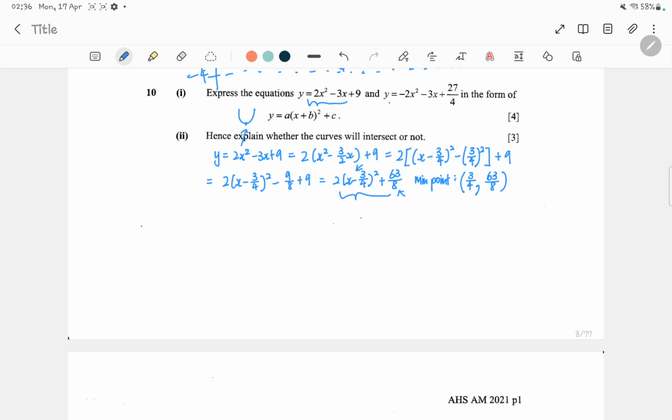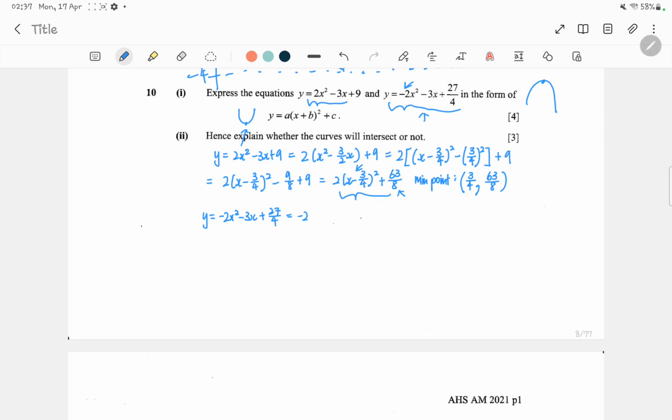Next, we are going to do the same thing. We are going to complete the square for this equation, and because here the coefficient of x squared is negative, this will be a frowny curve. For a frowny curve, we are looking at the maximum point. Let's complete the square for y equals minus 2x squared minus 3x plus 27 over 4. As I mentioned earlier, we take out the minus 2, the coefficient of x squared. This is the first step that you must always do.